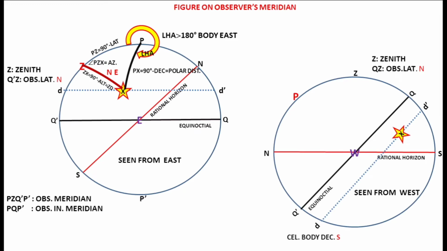I've taken here a body with the southern declination. Declination is arc of the meridian. And now PZ, PX would be 90 plus declination here, and that's the polar distance. The vertical circle through the body, and arc of the vertical circle is your altitude. And ZX is 90 minus altitude, zenith distance. Angle Z, your azimuth.